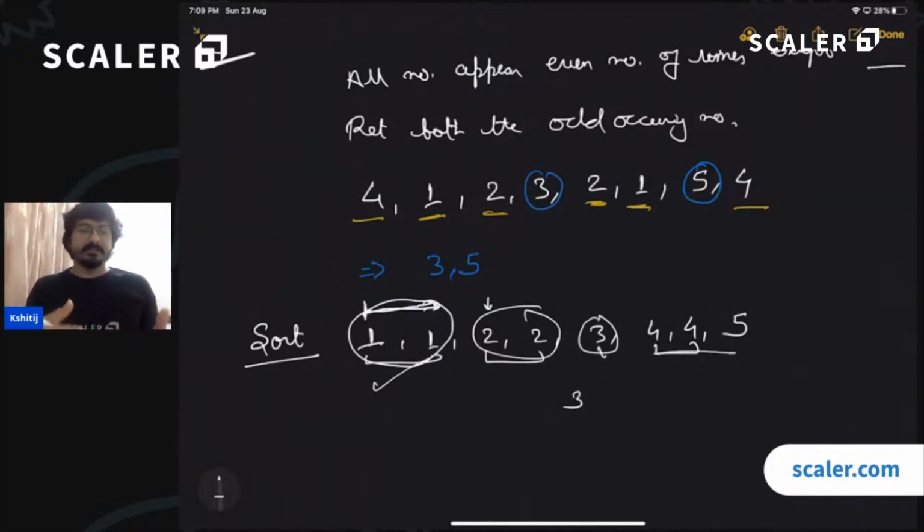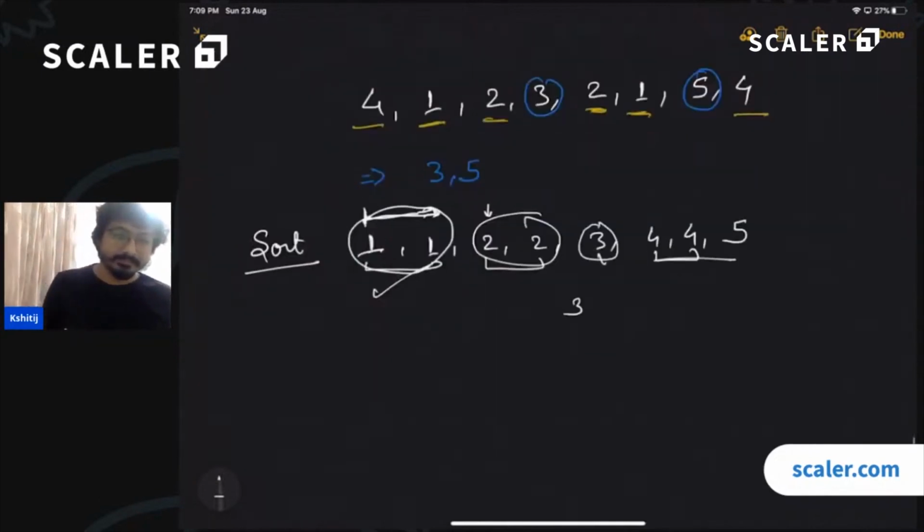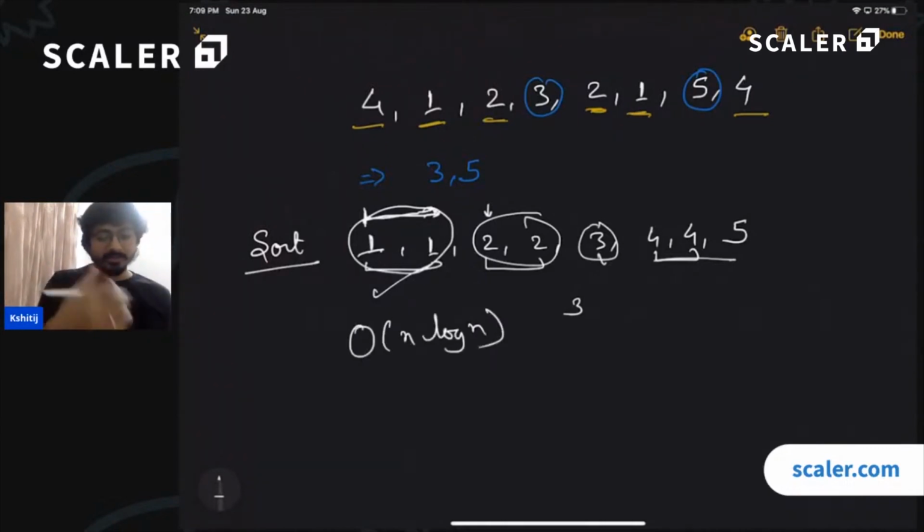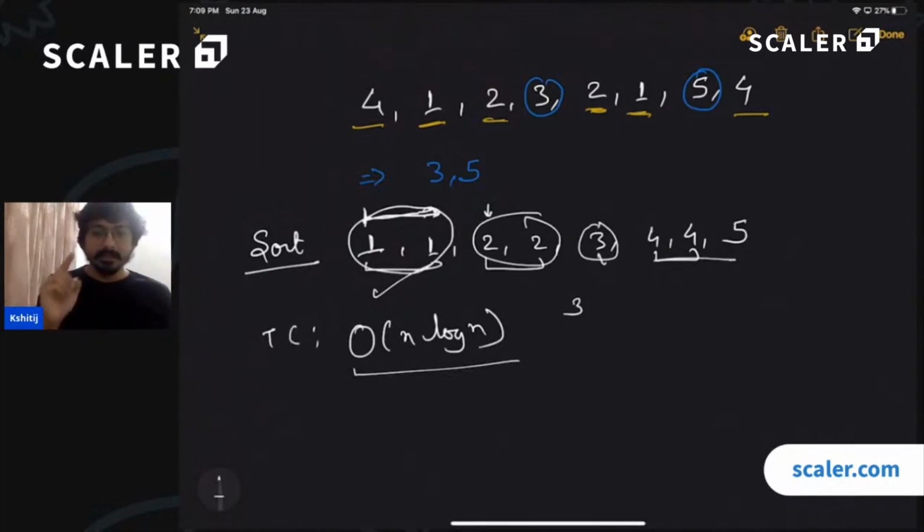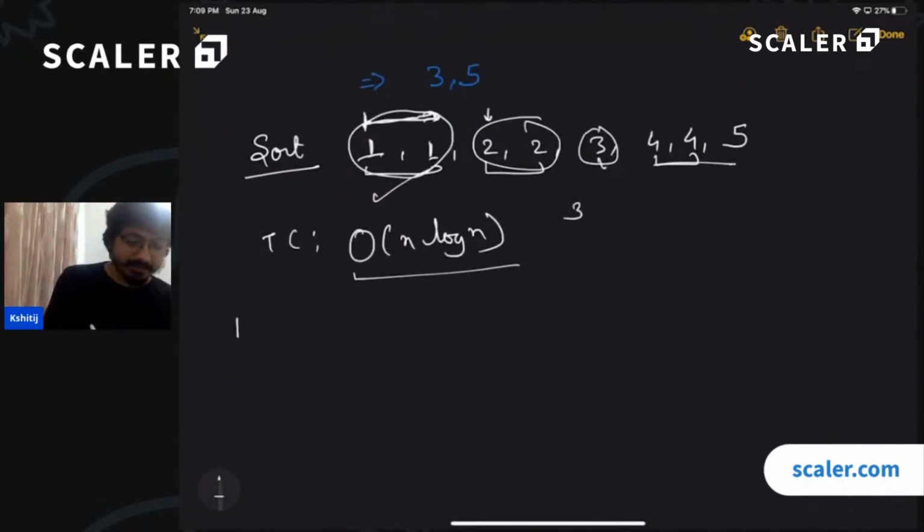If you do this, what is going to be the time complexity? If you sort the array and then count the occurrences of each and every element, the most optimized sorting algorithms that we have studied are quick sort and merge sort, right? Both of them run in order n log n. So if you are sorting these numbers and then finding the answer, the time complexity is going to be order n log n. The other approach that was suggested is to use a hash map.